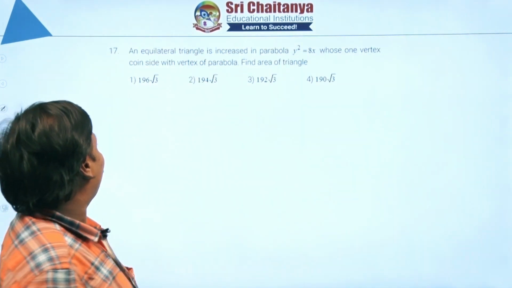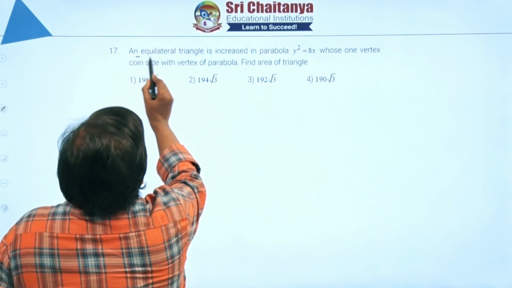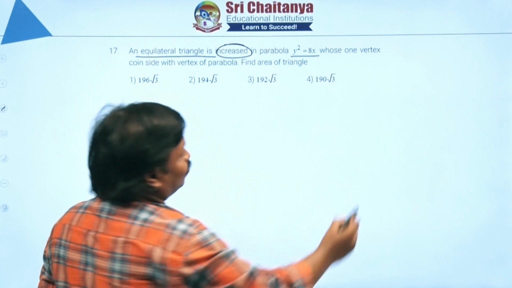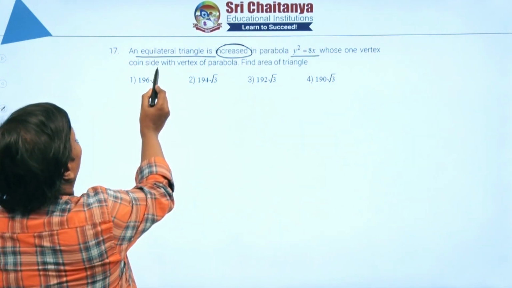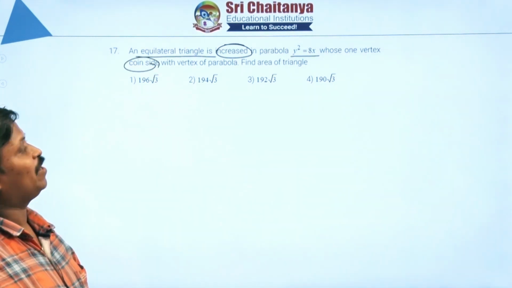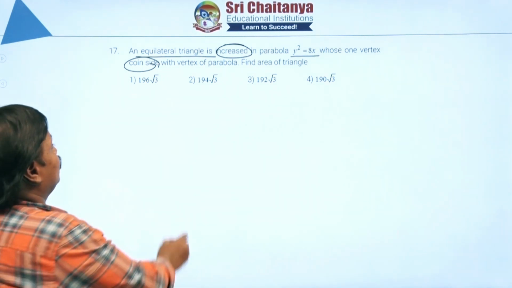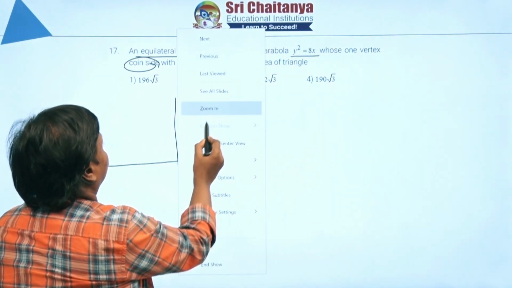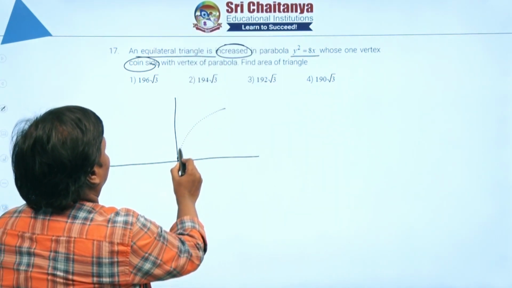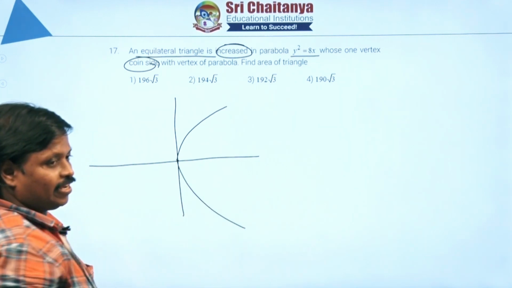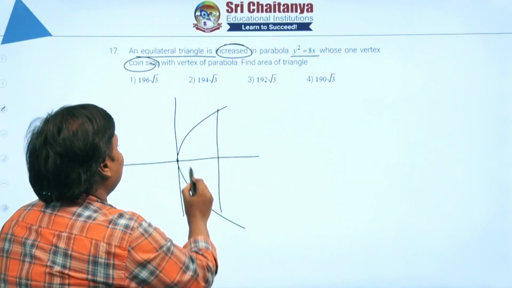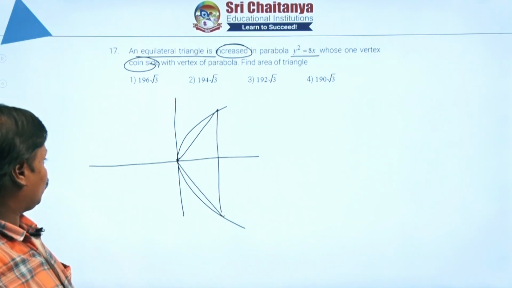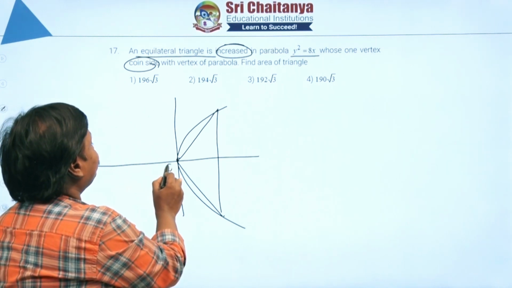Question number 17. This question came from parabola. So an equilateral triangle is inscribed in the parabola y square equals 8x, whose one vertex coincides with the vertex of the parabola. Find the area of the triangle. Suppose I am taking the parabola y square equals 8x. So an equilateral triangle is inscribed in this. The vertex of the parabola coincides with the vertex of the triangle.